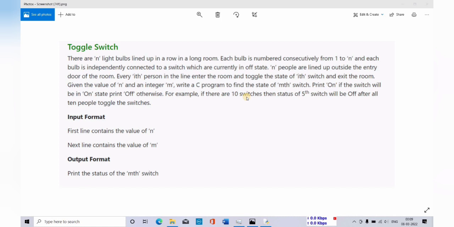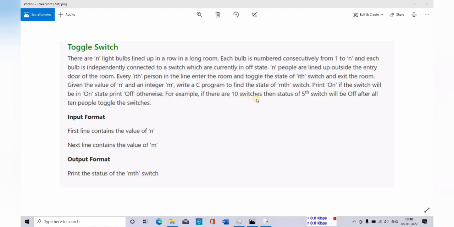This is the only condition which we have to consider, and we have to write our entire code. This will take just one for loop. Okay, so the time complexity of this code will also be very less. And yeah, this is the input format. First line will contain the value of n, next line will contain the value of m, and in output we have to print the status of the mth switch.